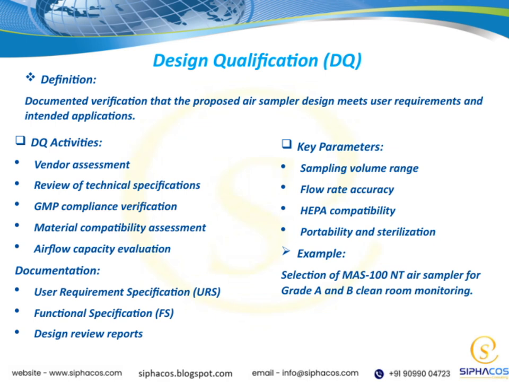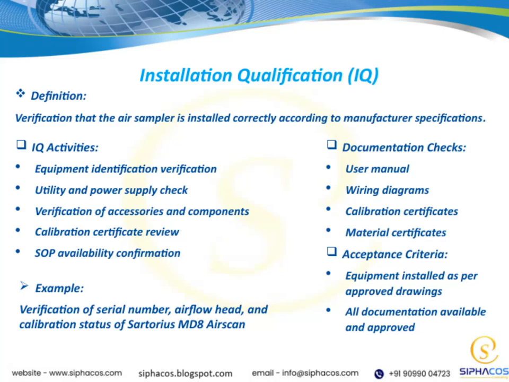Let's take a closer look at the verification process for the Sartorius MD8 AirScan, focusing on several key aspects. First, we need to verify the serial number, airflow head, and calibration status to ensure everything matches the records. Next, we move on to documentation checks, which are crucial for compliance and traceability. This includes reviewing the user manual, wiring diagrams, calibration certificates, and material certificates. Ensuring these documents are complete and approved confirms that the equipment has been properly documented.